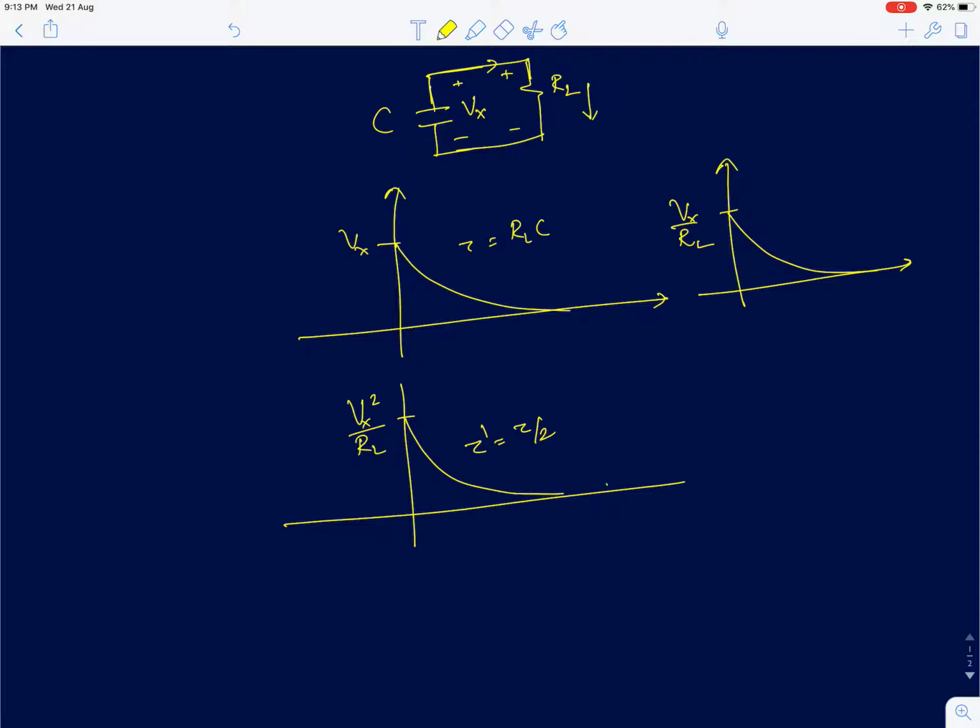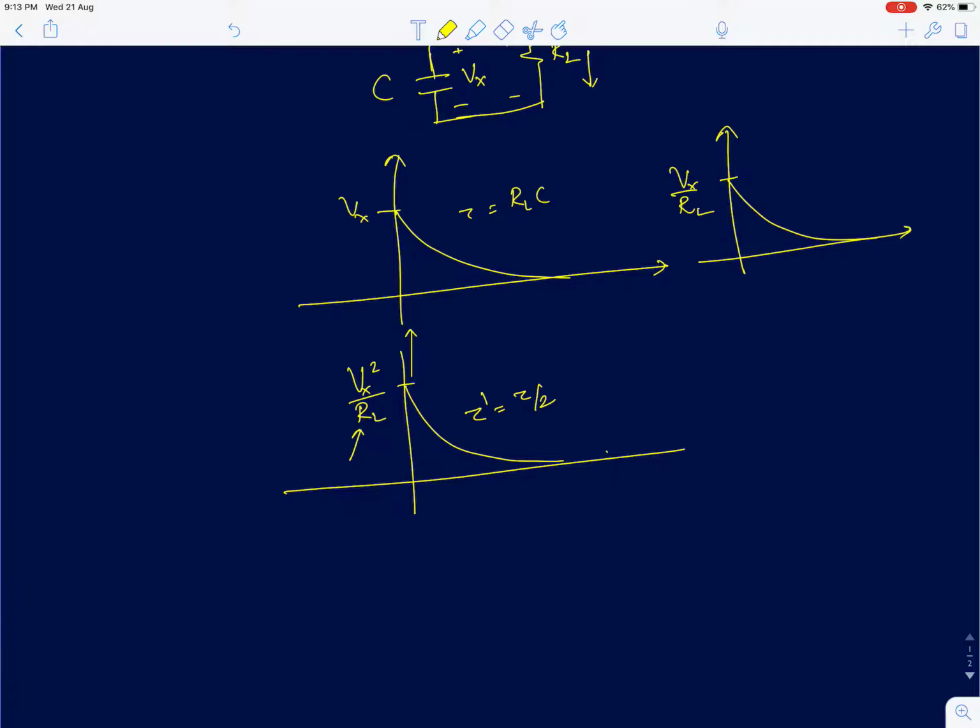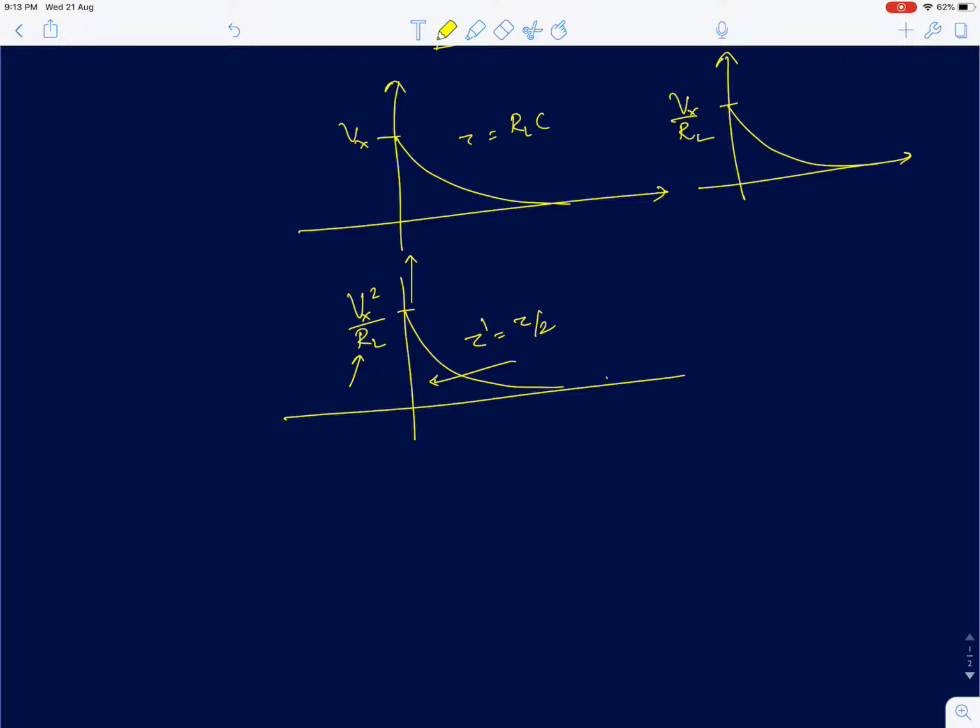Now, as I keep making RL negligibly smaller and smaller, the peak power value will keep increasing, and the time constant will keep reducing. Eventually, in the limit RL tending to 0, we would have an impulse of power transmitted from the capacitor to the load. So it loses all the energy in no time. That's why we get the power as an impulse function. We can also show this is nothing but half C Vx squared times delta of t. We have already done that in the previous lectures.